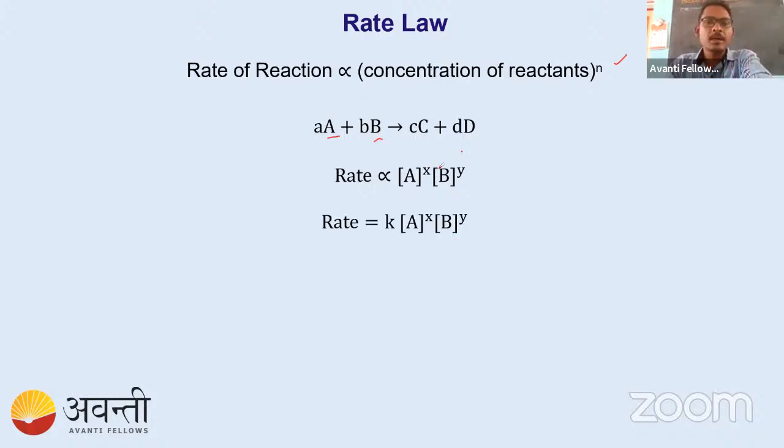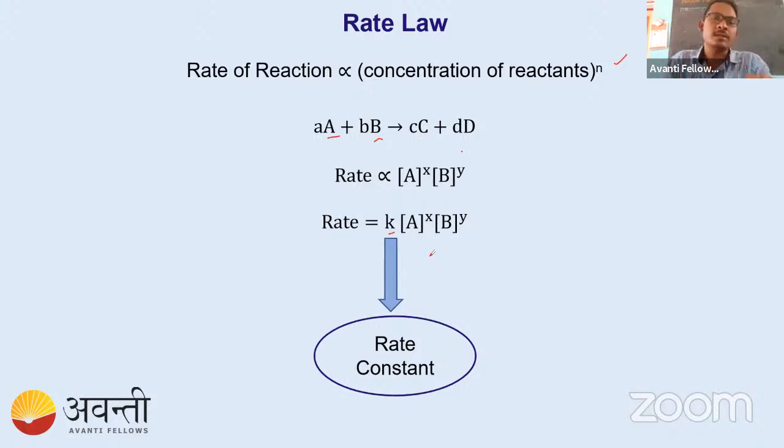After that, to remove the proportionality, we use some constant, that is k, and this k is called the rate constant. For example, in physics, we have studied that force is directly proportional to mass. If we remove the proportionality, we write force equals mass into acceleration, so this is our constant. Like that here also, the rate or speed is directly proportional to some power of the concentrations of reactants, so we place a constant, and it is called the rate constant.